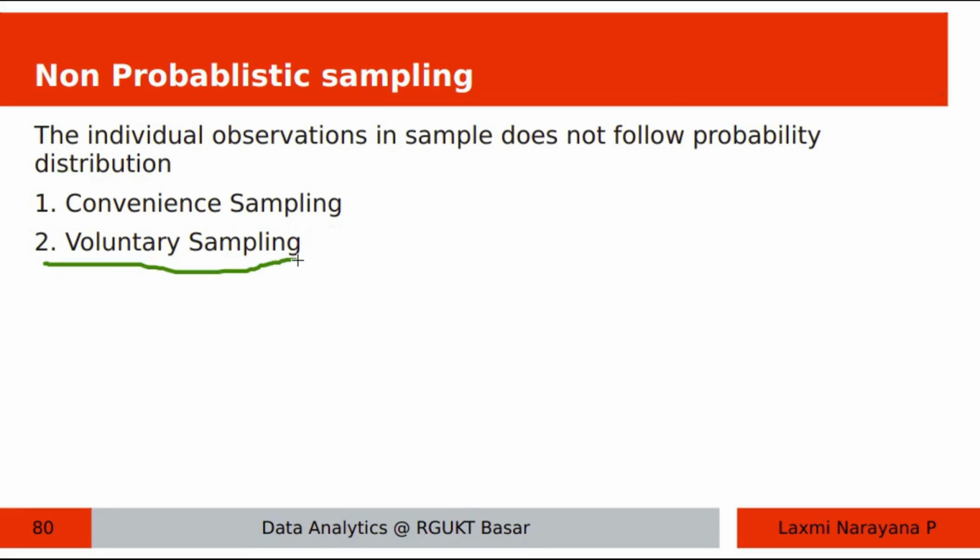Second one, voluntary sampling. Data collected from people who volunteer for such data collection. Examples, customer feedback in retail stores, or if you take the movie reviews, when new movies released, TV channels will go to theater and they will take the review from the people who come forward and give their opinion. These kind of samples are called voluntary samples.